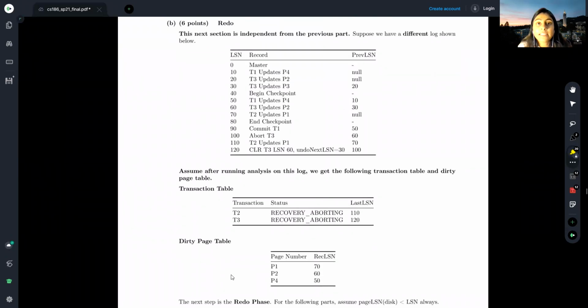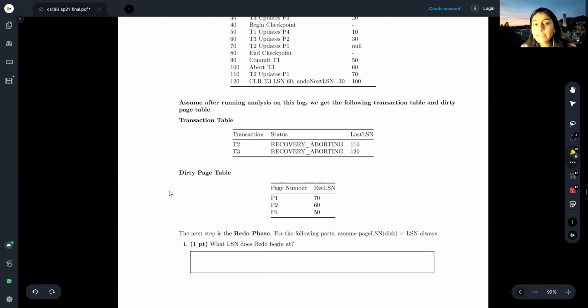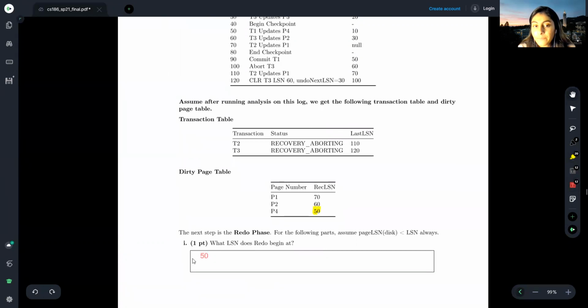All right, part B is looking at the redo portion of recovery. The first question asks, what LSN does redo begin at? This is from our notes. The redo will begin at the lowest recLSN. We will go to the DPT table and we see that's 50. So that means our answer for the LSN that redo is going to begin at is 50.